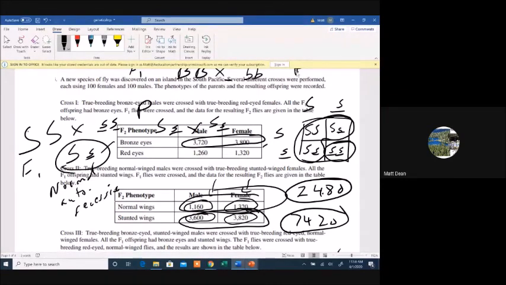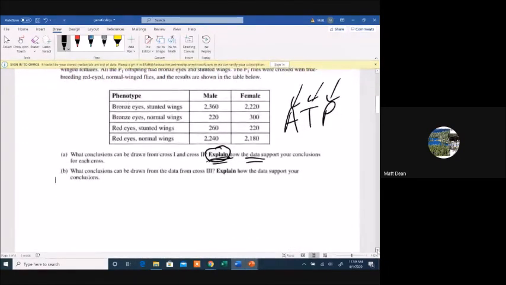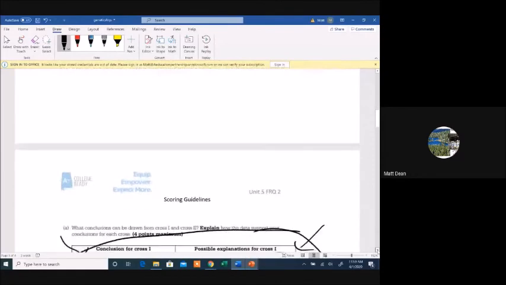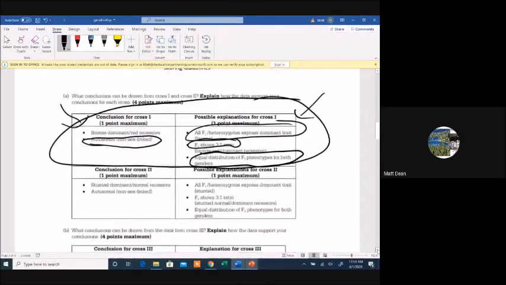So let's go down to, again, the scoring rubric for this. And by the way, we're going to go through the rest of this question and then we'll call it a day. And we'll do the other FRQ during the next session on Friday. So I need about 5 more minutes to finish this up, guys.